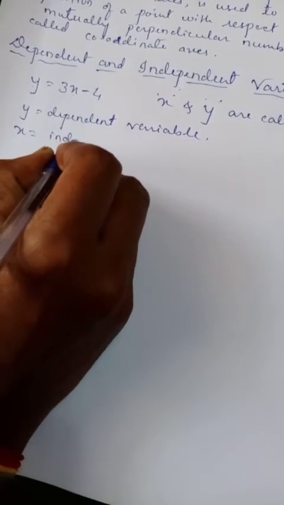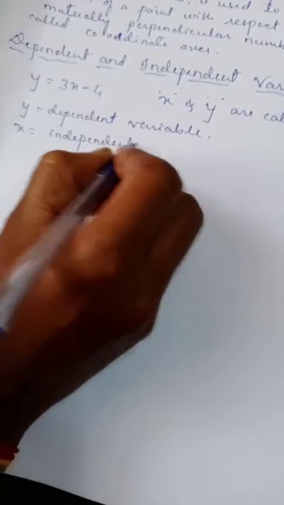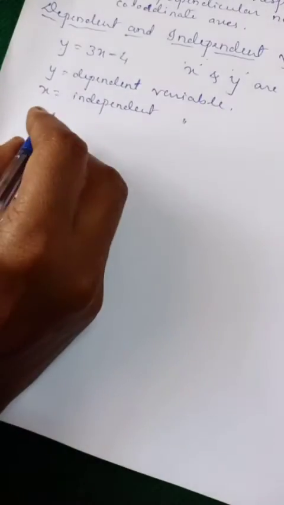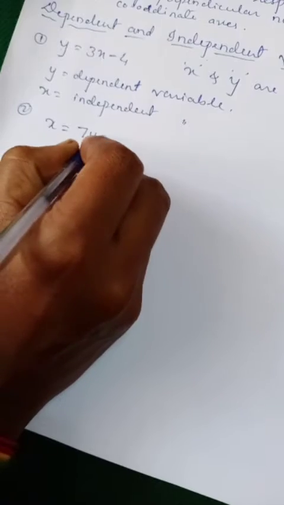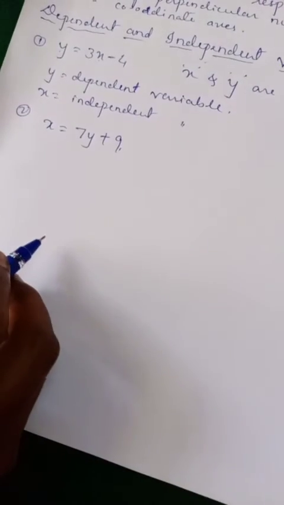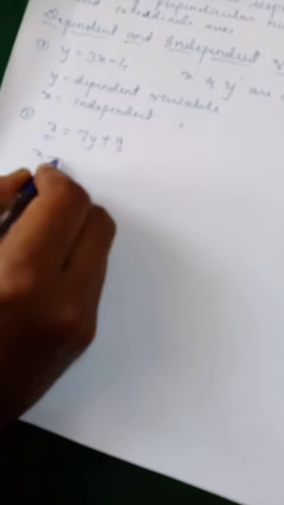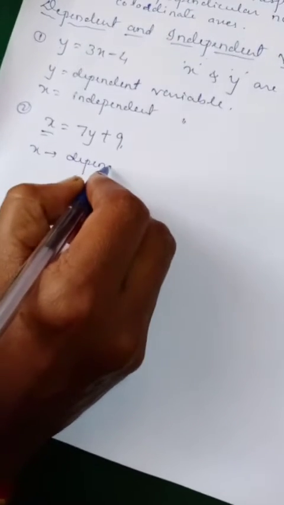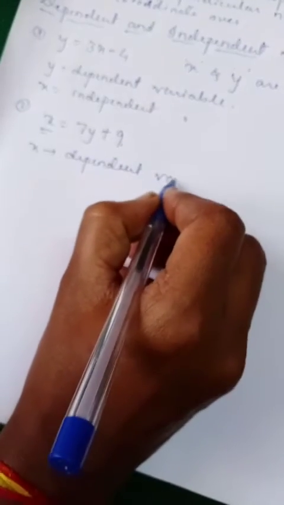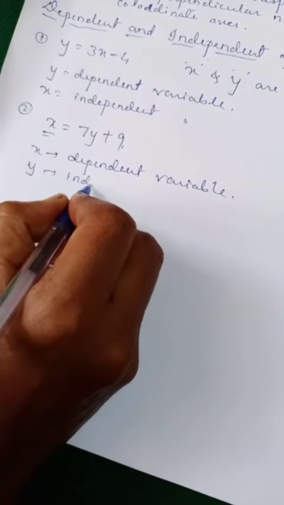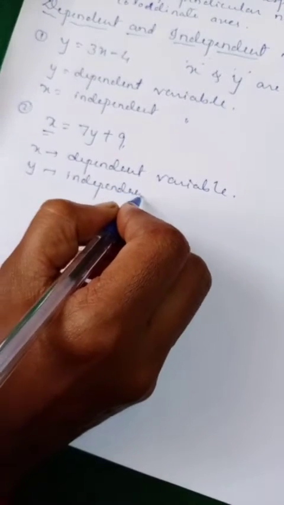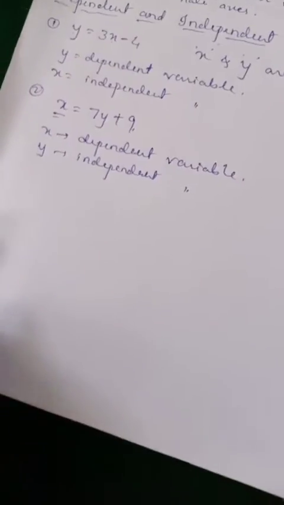Y is a dependent variable where x is an independent variable. If I take one more equation, that is x is equal to 7y plus 9, here x is a dependent variable where y is an independent variable.